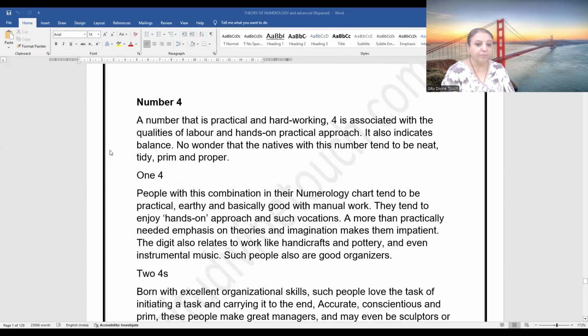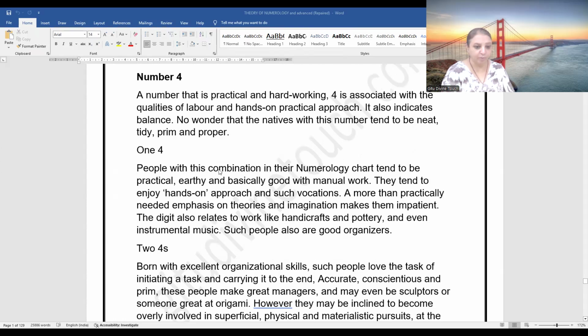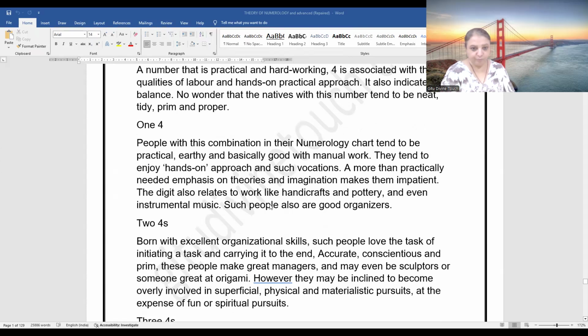Number 4 is associated with qualities of labor and a hands-on practical approach. It indicates balance. No wonder that natives with this number tend to be neat, tidy, prim, and proper. 1 4.